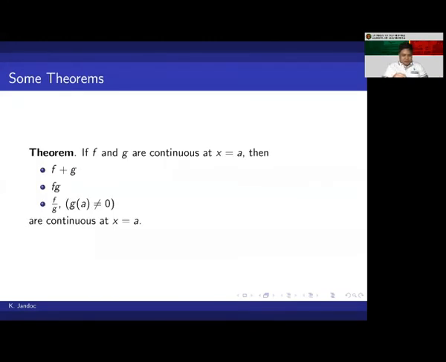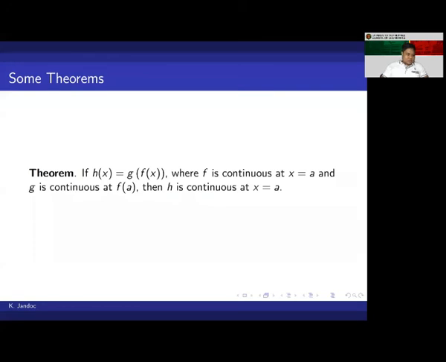So here are some theorems. We'll not dwell on this, but if you have two functions f and g, which are functions of one variable x, and each of them is continuous at x equals a, then their sum f plus g, their product f times g, and their quotient f divided by g, provided that g of a is not equal to 0, are also continuous at x equals a.